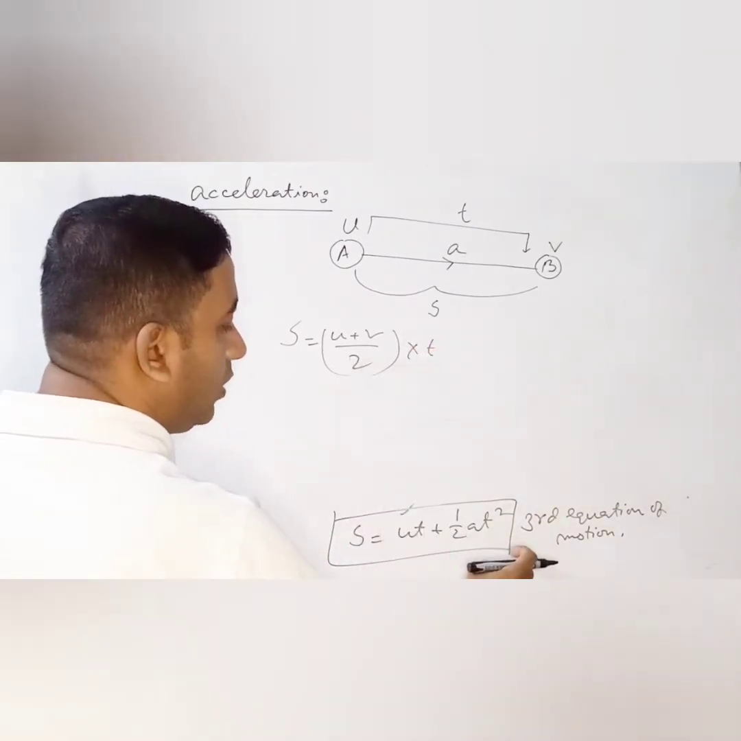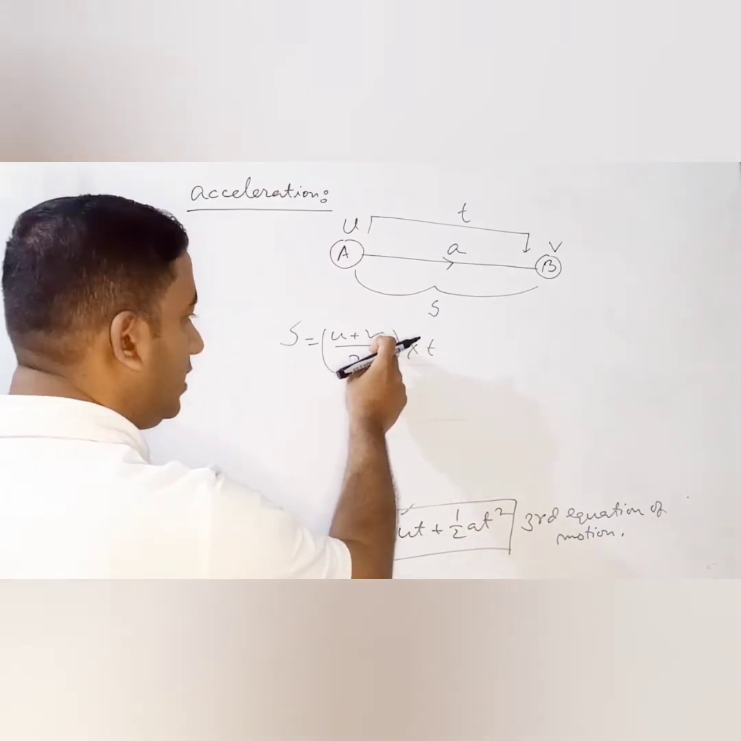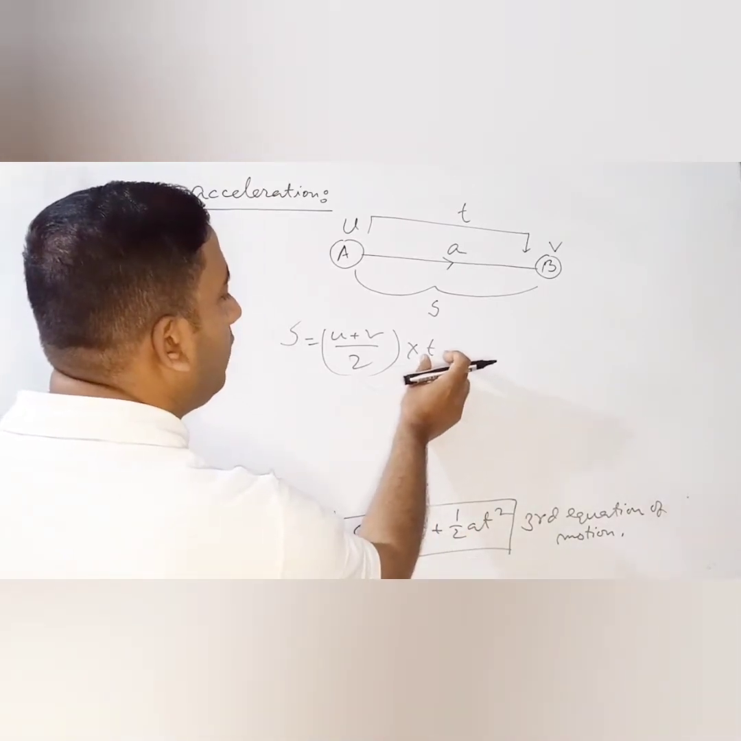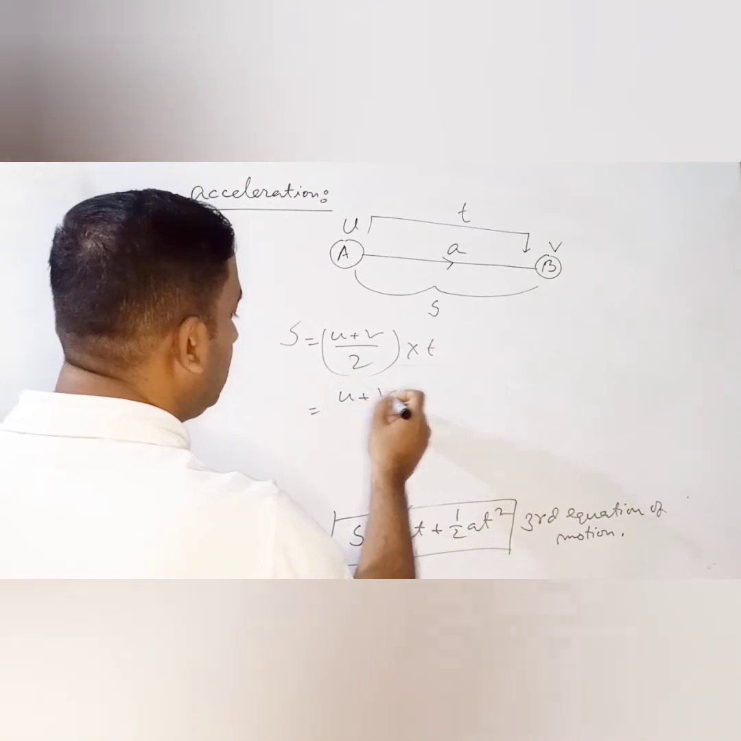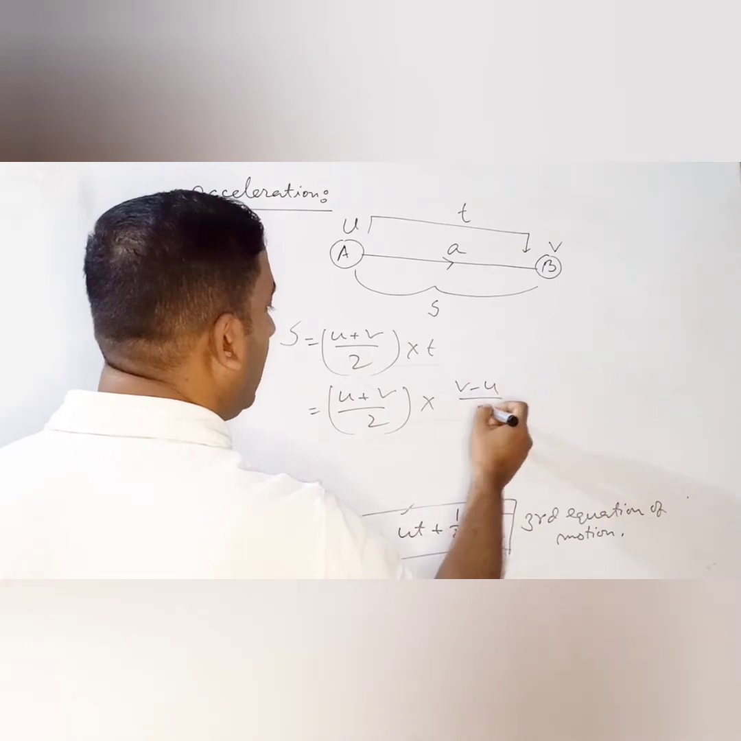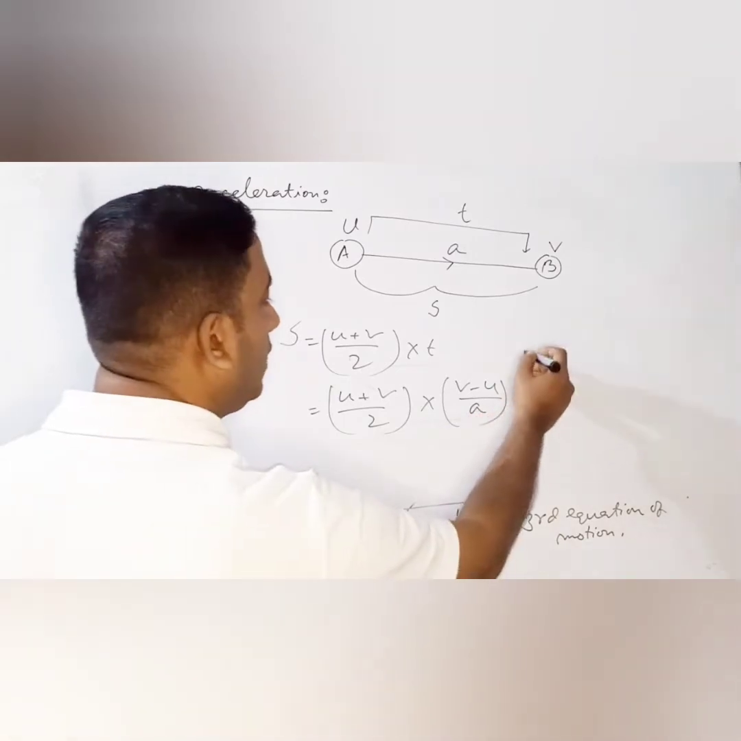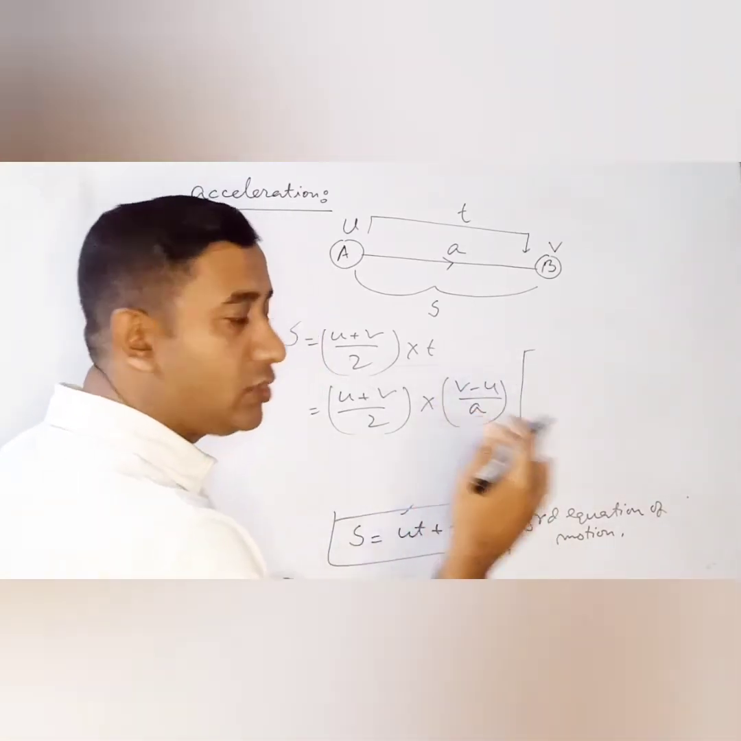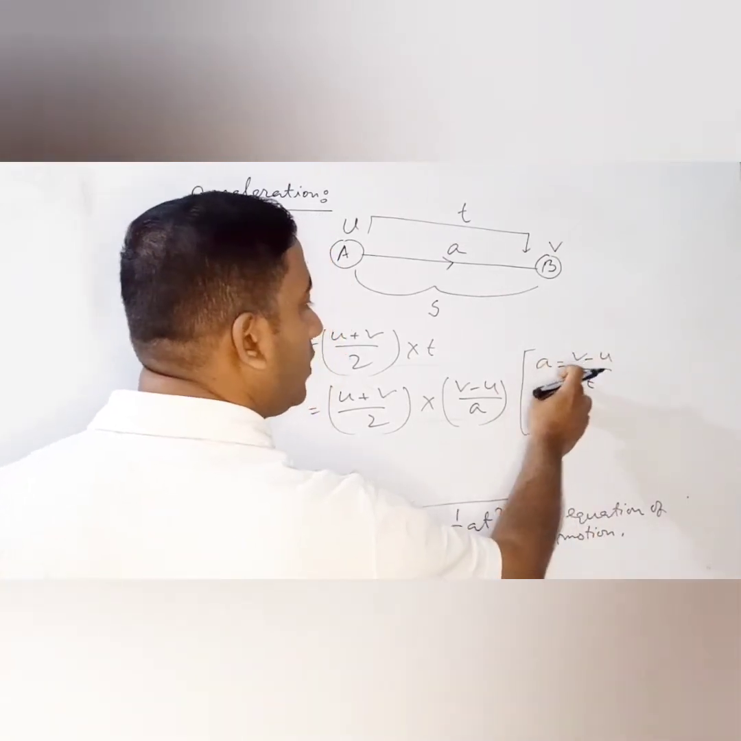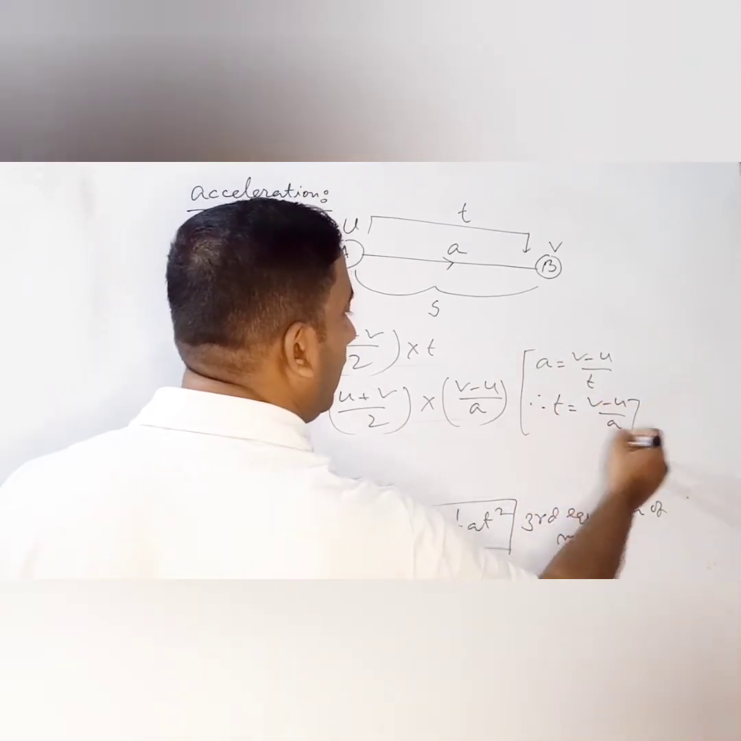To calculate third equation of motion, we put the value of v that we got in first equation, but to calculate fourth equation of motion, we have to put the value of t. u plus v by 2 whole into v minus u divided by a. How did we get the value? Because from the definition of acceleration we got a equals to v minus u by t. As a equals to v minus u by t, so t equals to v minus u by a.